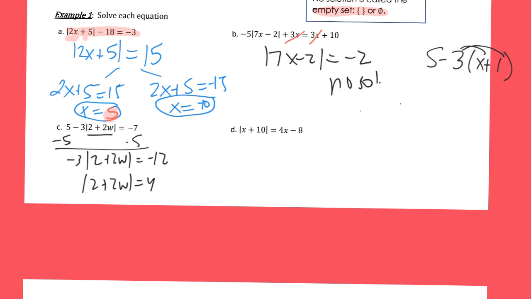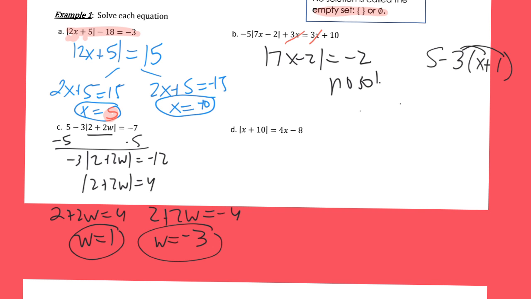So you drop this little absolute value cape. So you do 2 plus 2w is equal to 4. 2 plus 2w is equal to -4. Solve this thing, and you're going to get w is equal to 1. Okay, minus 2, and then divide by 2. You get w is equal to -3. And if you check each of those in the original problem, they will both be true.